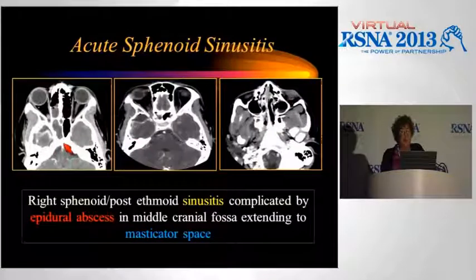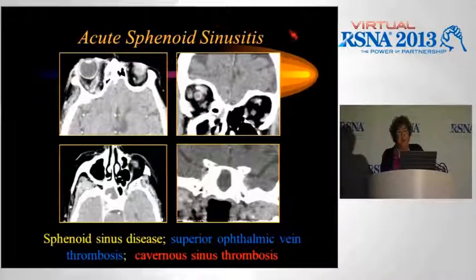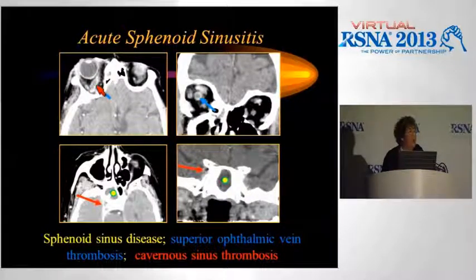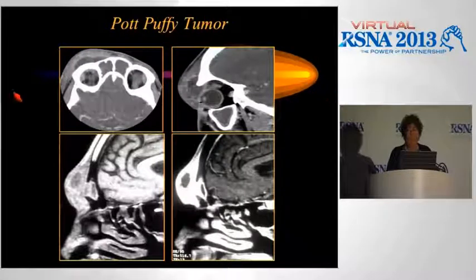I just want to show you acute sphenoid sinusitis and posterior ethmoid with an epidural abscess and an abscess down in the masticator space. Acute sphenoid sinusitis, thrombus in the superior ophthalmic vein. You see that. You go back and you look at the cavernous sinus. There is cavernous sinus thrombosis.